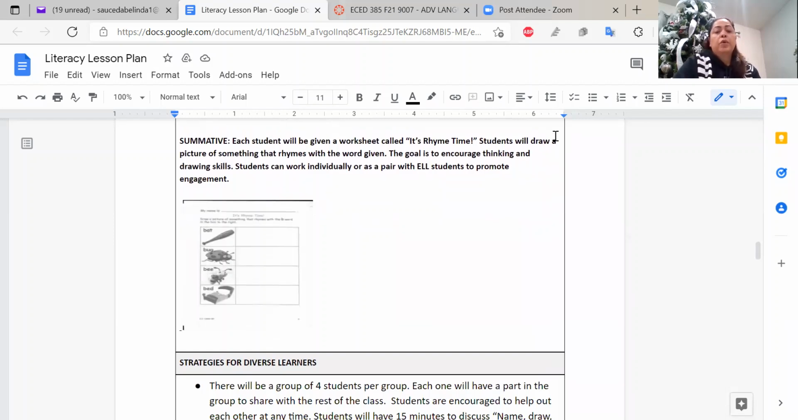Summative: each student will be given a worksheet called It's Rhyme Time. Students will draw a picture of something that rhymes with the word given. The goal is to encourage thinking and drawing skills. The students can work individually or in pairs with other early language learner students to promote engagement.